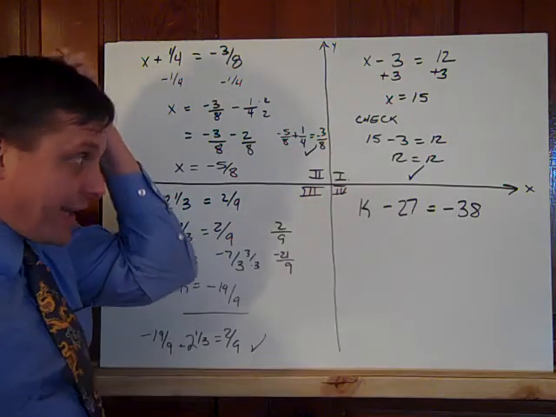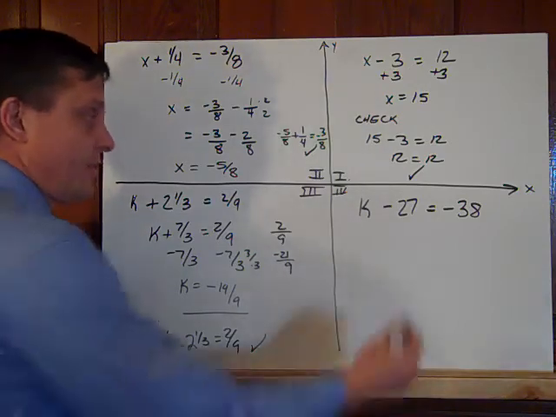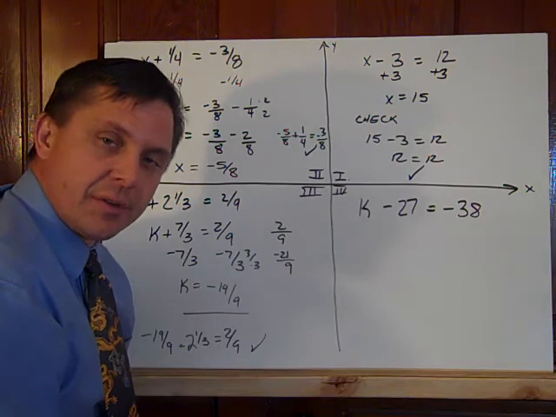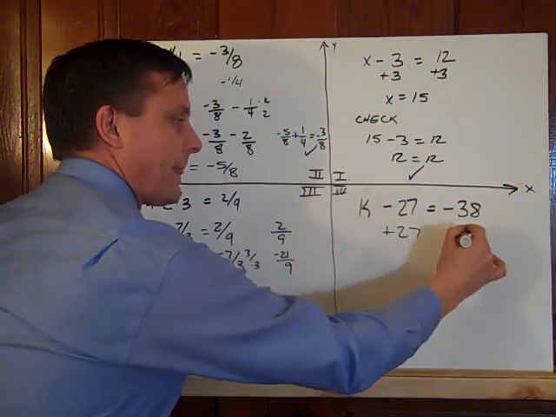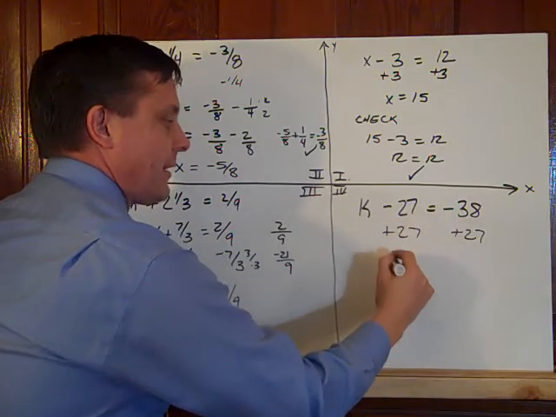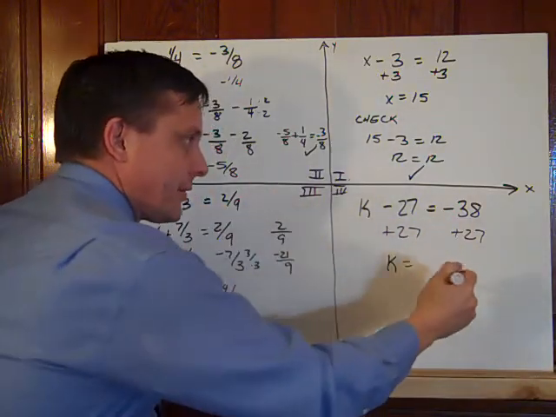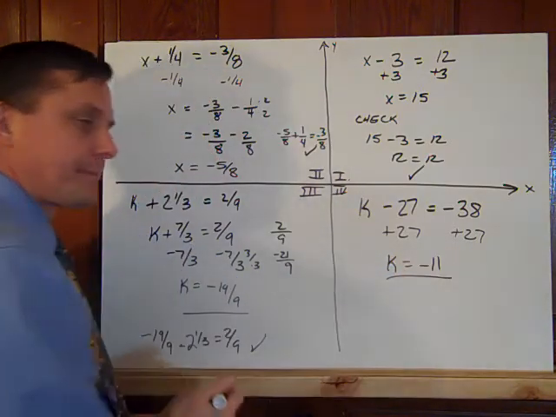Now, the last one, a lot of times students get confused and they do the math too quickly. You've got to watch your signs and integers. What's the opposite operation of subtracting negative 27, or subtract 27? Add 27. I got to get to 0. They cancel, so I have k. Negative 38 to the left, 27, so I got to subtract them, and it's negative 11.